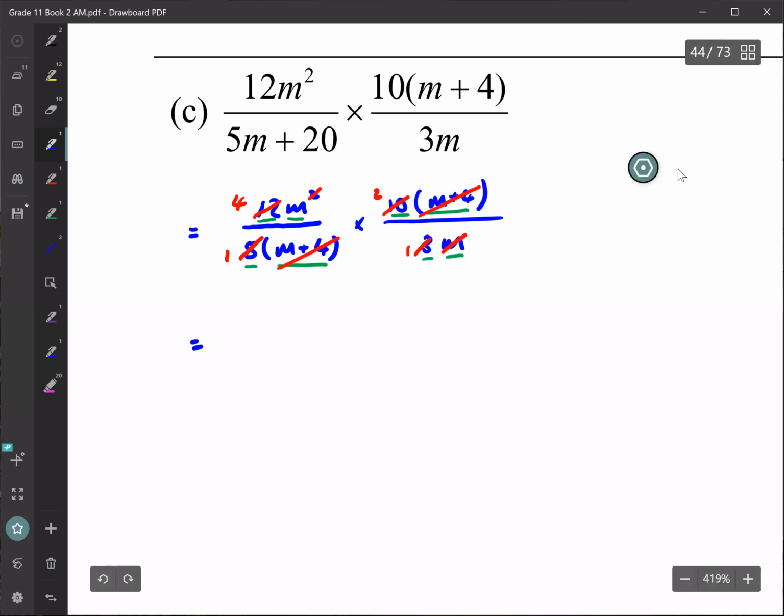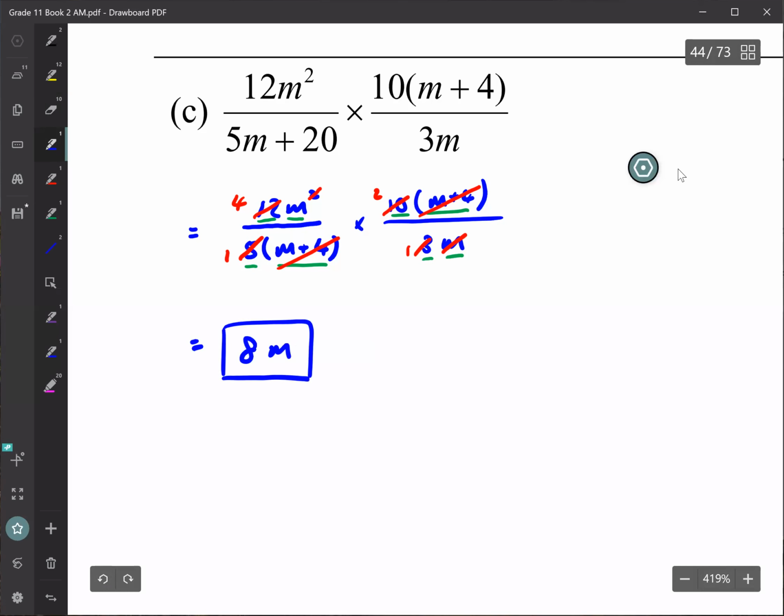All right, so all you need to do now is just multiply all the leftover together. Oh, there's nothing left at the bottom now, right? Because everything at the bottom becomes 1. So you're just left with 4 times 2, that's an 8, and m. Okay, and that's it.